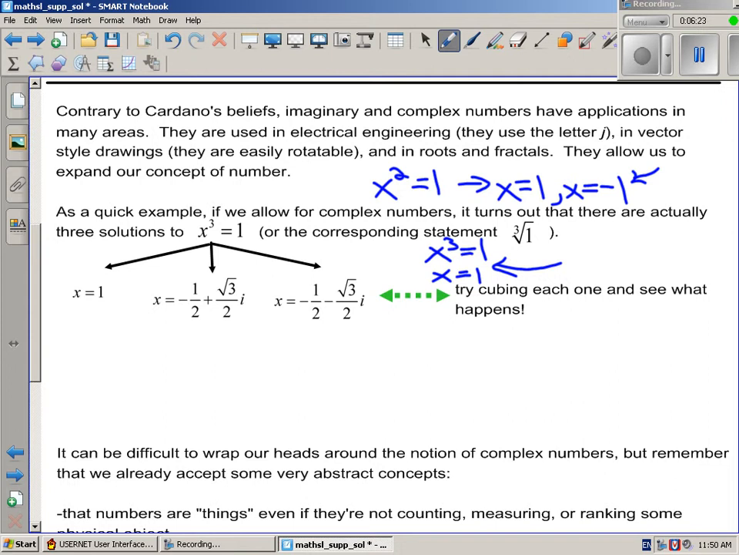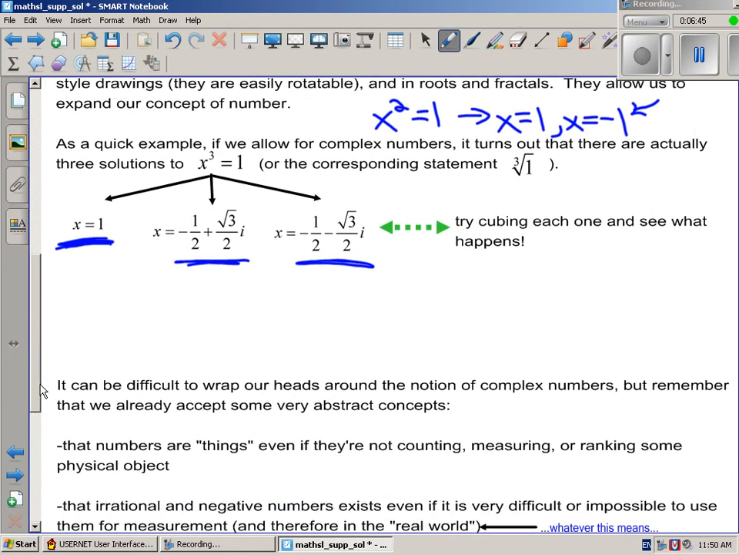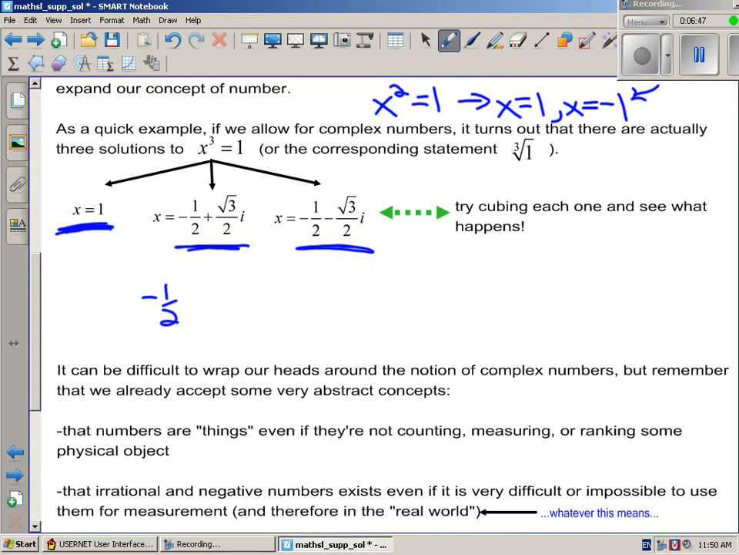Now, still only one of them happens to be a real number and probably useful to us in a lot of contexts. But there are 2 other numbers that are going to work in that equation, that if you put them in and you cube them, they're going to give you positive 1. Let's try that for maybe one of those 2 solutions. Okay, so if I took negative a half plus root 3 over 2 i and I cubed it, that would be equivalent to multiplying it by itself, then multiplying it by itself again.